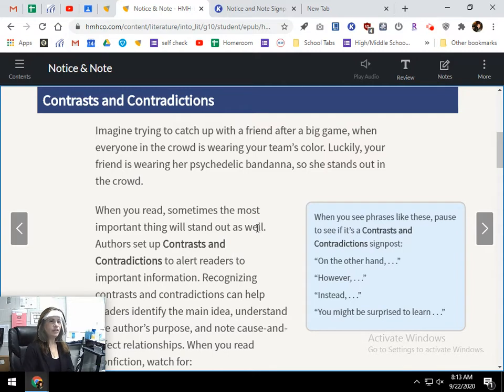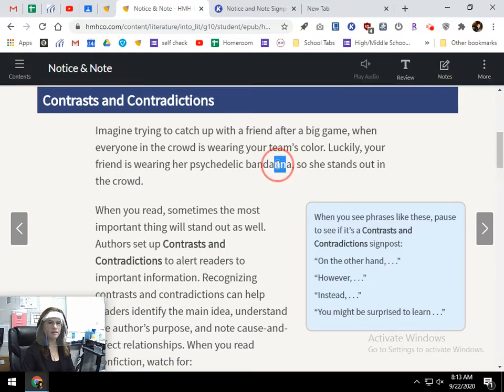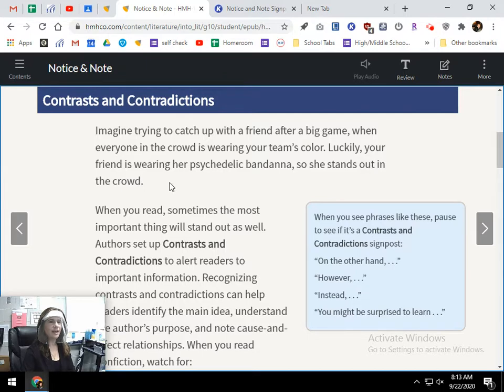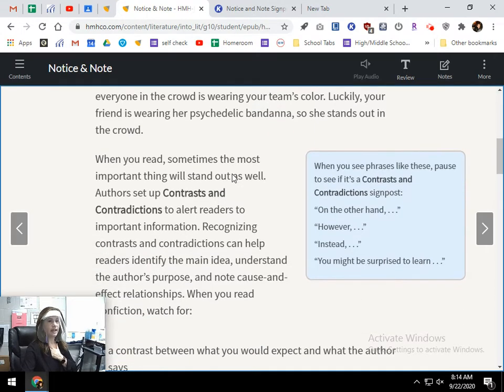So imagine trying to catch up with a friend after a big game when everyone in the crowd is wearing your team's color. Luckily, your friend is wearing her psychedelic bandana. I never knew bandana had two ends. Does that look right? I guess it is. So she stands out in the crowd. So everybody's wearing team colors. Everybody's wearing their black and gold. You're trying to find your friend, and she has on a tie-dye psychedelic bandana. That's a contrast, and therefore it makes her easier to find.